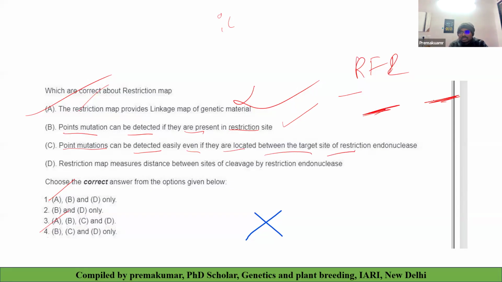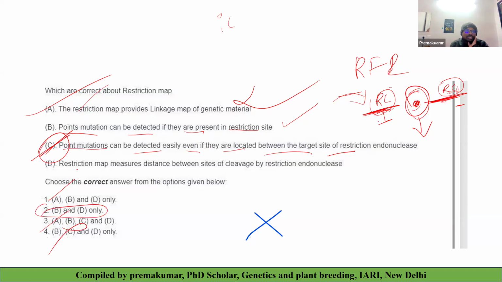Then, point mutation can be detected easily even if they are located between the target sites. If one restriction point is here and another restriction point is there, and the mutation is in between, how can it be used? How can we do a polymorphism test? If the mutation is in the restriction site, based on creating a restriction enzyme, here there will be cutting, here there is no cutting, then you can get polymorphism. But he is telling the mutation is not in the restriction site, but between the two restriction sites. That's why you can't use it. C is wrong. Only B and D will be correct.